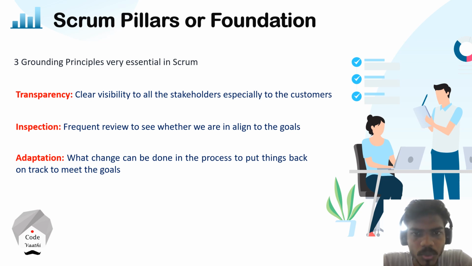Just to reiterate, when it comes to the Scrum pillars or foundation, three things you need to keep in mind: transparency, inspection, and adaptation. If you want to practice Scrum in your workplace, you need to have this kind of mindset when you are planning to build your products based on the Scrum methodology.